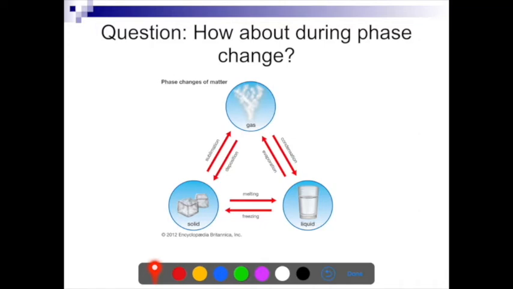And we can also have the reverse phase change, so that solid can turn into gas, and that phase change process is called sublimation. Gas can turn to liquid, and that phase change is called condensation. And liquid can turn to solid, and that phase change is called freezing.